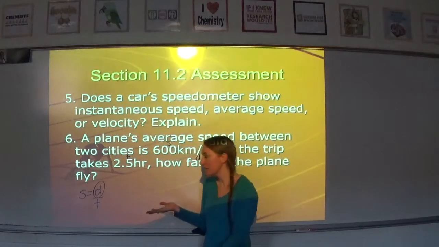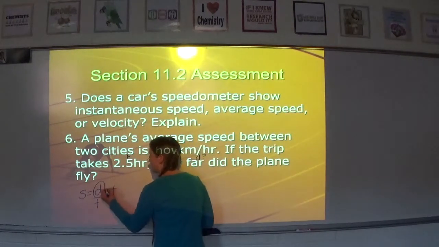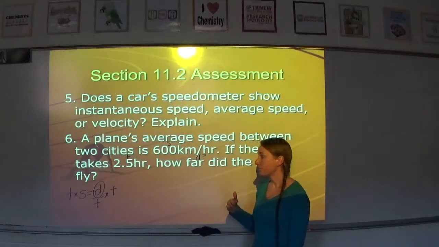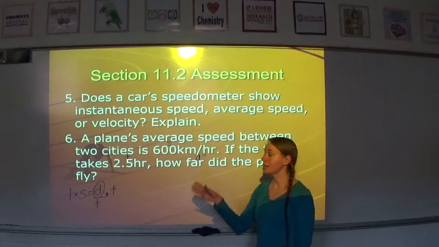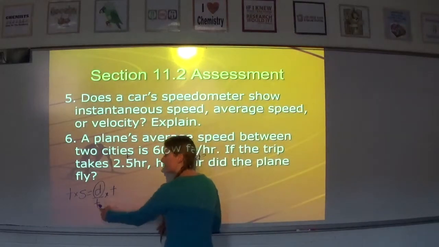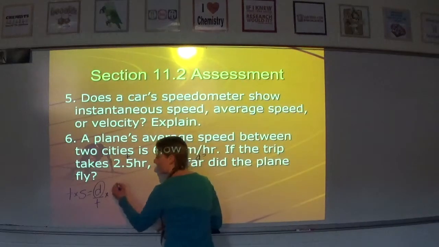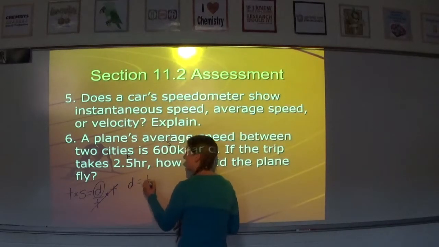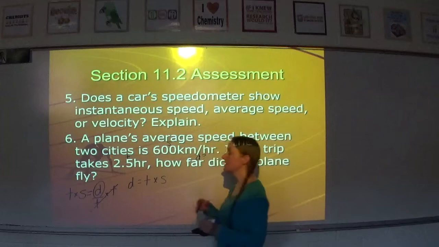What's the opposite of dividing? Multiplying. So if I multiply both sides by t, because if you know anything about an equation, if you do something to one side, you have to do it to the other, then the t's on this side, see how one's on top and one's on bottom, they'll cancel and go away. And so then I get distance equals time times speed.